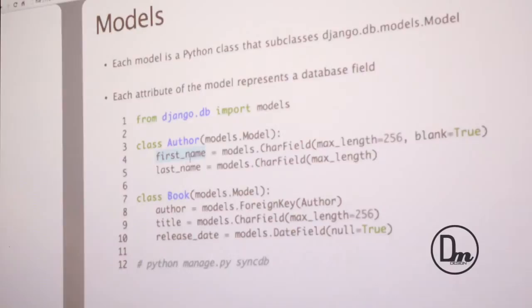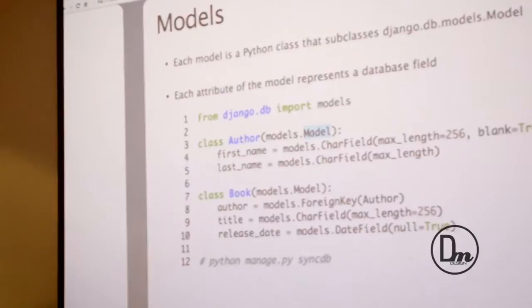Because I'm inheriting from model, Django is going to allow me to write this stuff instead of writing SQL, right? It's going to generate all the SQL for me out of this. And so stuff like character fields, I can define that. This is going to turn into a varchar in your database.